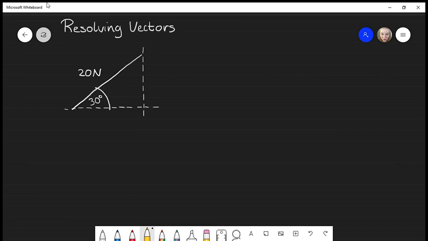So in this example, we've got a 20 Newton force on a slope of 30 degrees. Now we want to resolve it into its vertical and horizontal components. So to do this, I'm just going to label the sides of this triangle. If we've got the 30-degree angle, the side opposite that is the opposite. The 20 Newton is the hypotenuse, and then this is the adjacent.